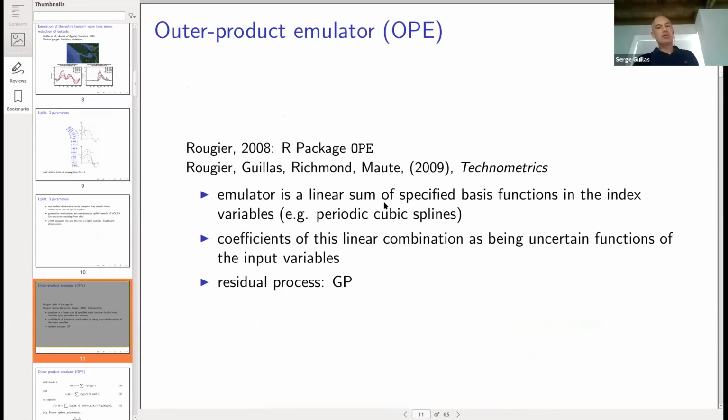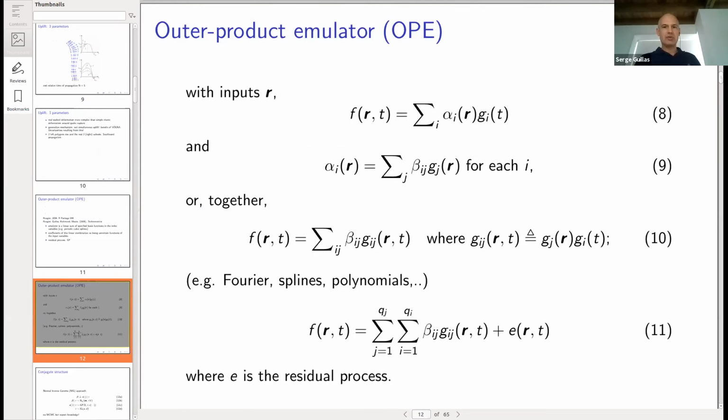So one technique that we use here is a technique that was, let's say, started by John T. Rougier, and I've used it in other contexts. So it's to try to build an emulator for the whole time series, but build upon a linear sum of basis functions, and then the leftover, the residual process should be a GP. So this is what I want to show here. Again, with the mouse, it's probably easier.